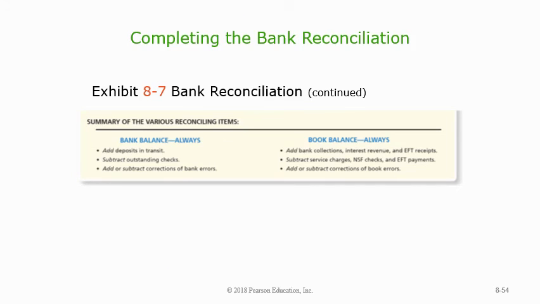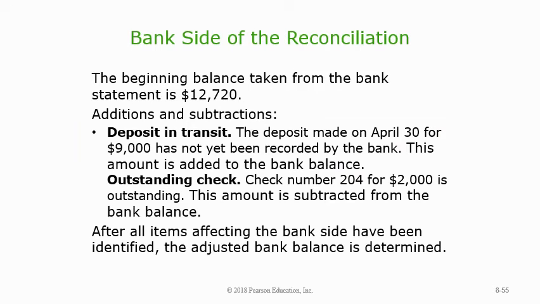So the bank balance and the book balance must always match. They must always match. So we just have to look for those differences. The beginning balance taken from the bank statement is $12,720, and then we have additions and subtractions, the deposits in transit.